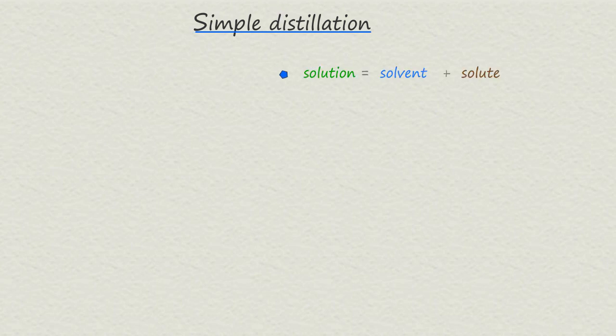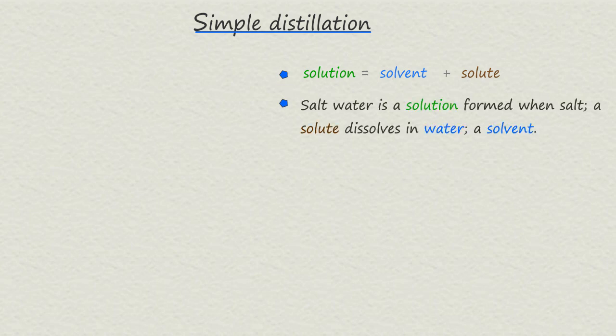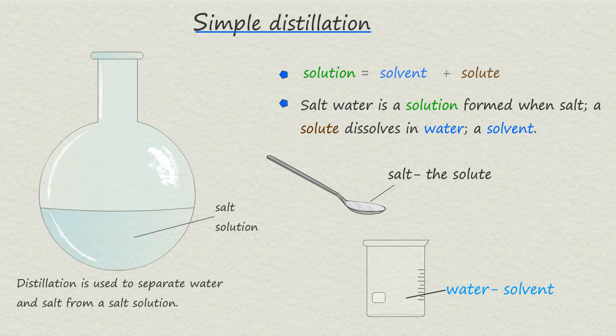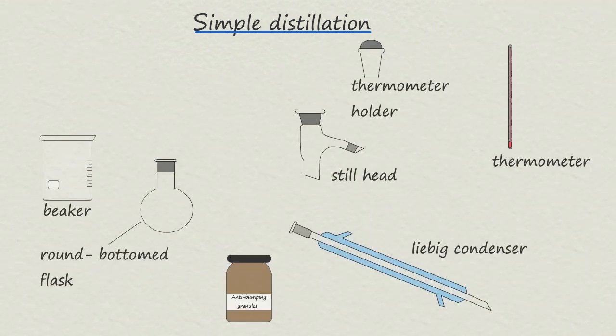A solution is formed when a solute dissolves in a solvent. For example, salt water is a solution formed when the solute salt dissolves in the solvent water. To separate out the solute from the solvent, that is, the salt from the water, we can use a technique called distillation. The apparatus used to carry out a simple distillation experiment is shown.